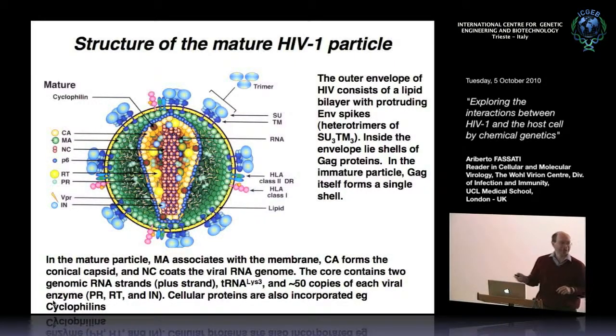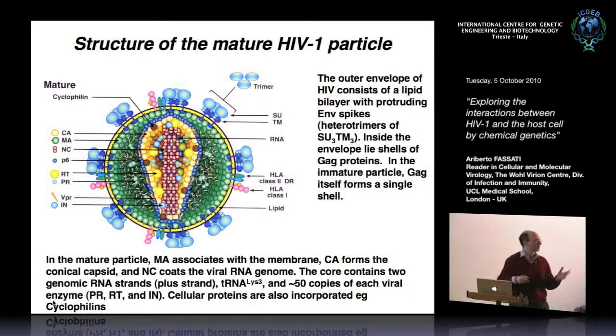And it is a particle of about 100 nanometers. And you have the so-called spikes here, which are trimers of the envelope glycoproteins. Then you have a lipid envelope that comes from the producer cells. And then you have a matrix underneath, and then a capsid, which contains the RNA genome, and also contains the virus enzymes, RT, integrase, and so on and so forth.